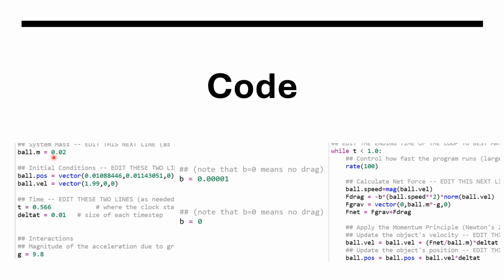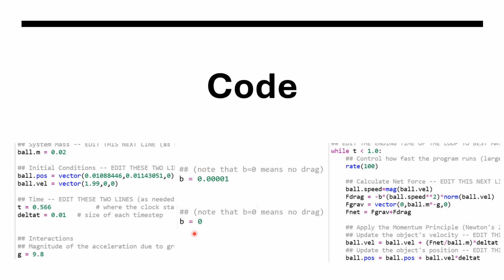So for our code, over here we have all the initial conditions. The mass of our eraser was 0.02 kilograms, and then we have the initial position, initial velocity as described in the previous slide, same with the initial time and our time step, and then g, which is the acceleration due to gravity.